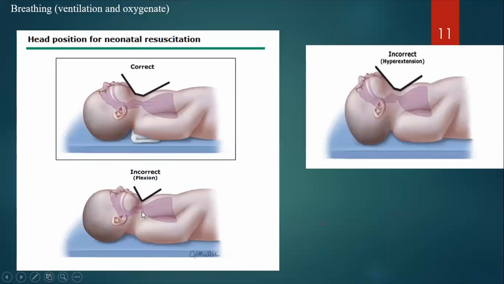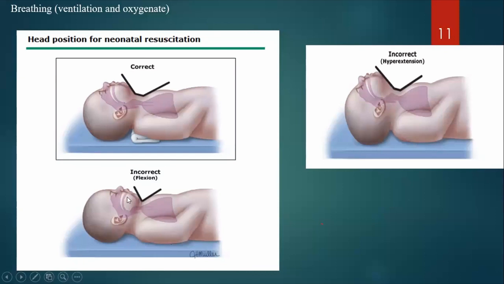And in the second, you can see the child. In this case, the nose is pointed up to the ceiling. You can check by the direction of the nose in relation to the ceiling. So this nose-to-the-ceiling or neutral extended position is preferred for resuscitation.